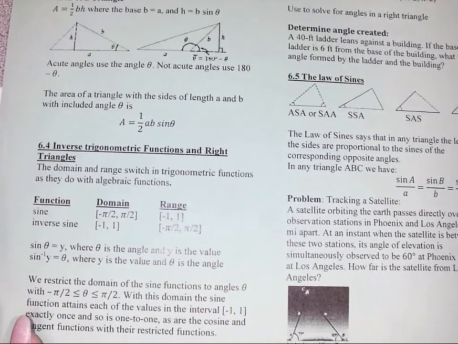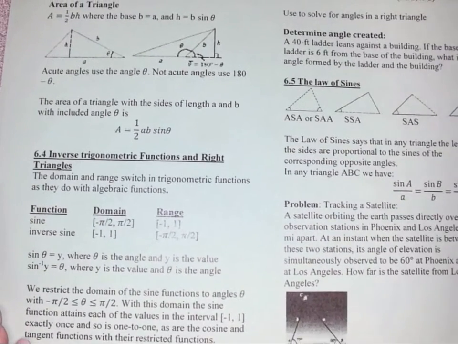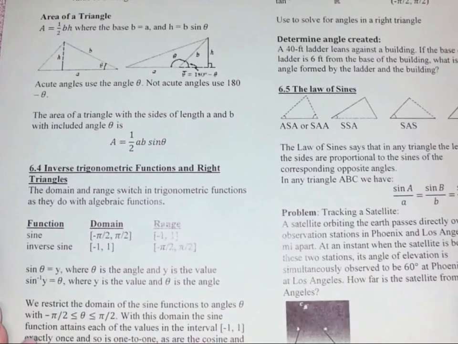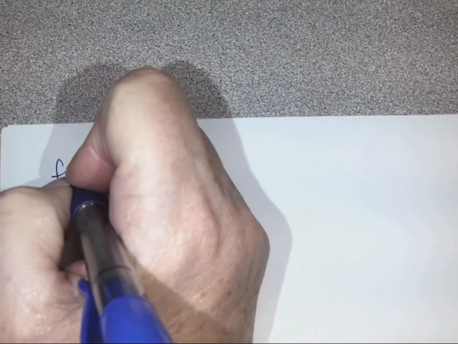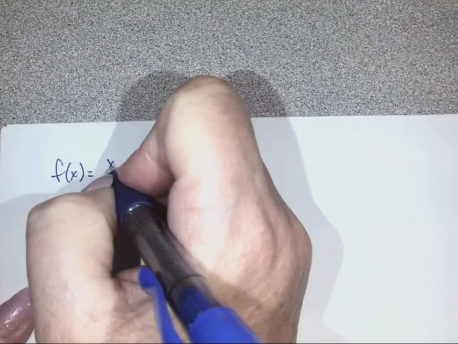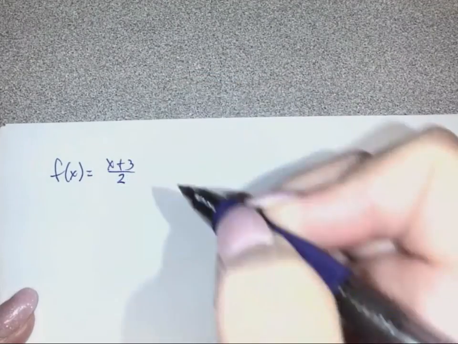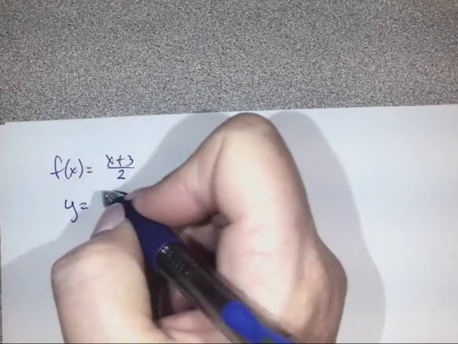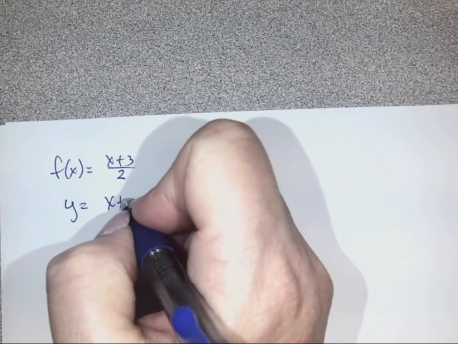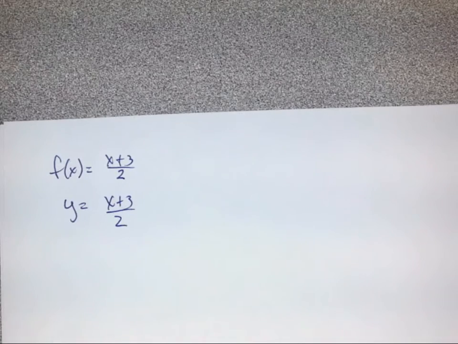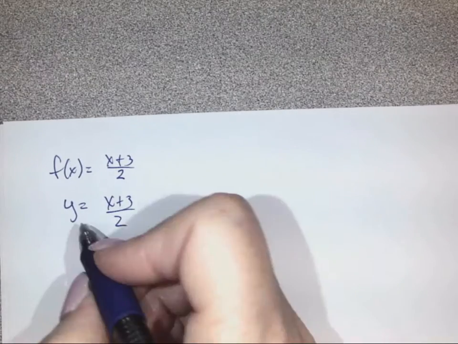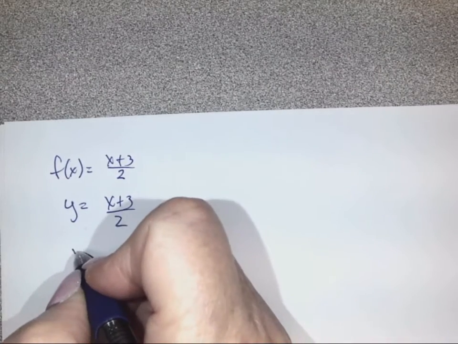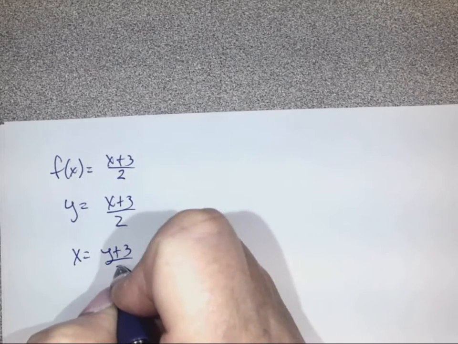All right, so we are going to talk about the inverse trigonometric functions and right triangles. So let's go back to college algebra for just a second. If you recall, if we had f of x is equal to (x plus 3) over 2, to find the inverse, f of x became y, and then we would swap the x and the y. It's all about y in the inverse. And so we'd get x is equal to (y plus 3) over 2.